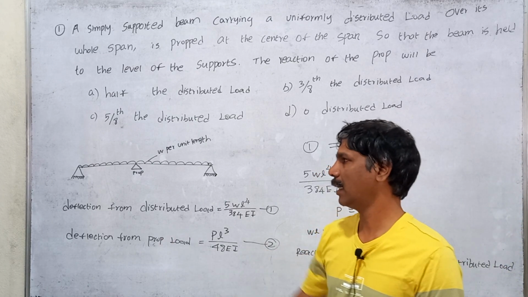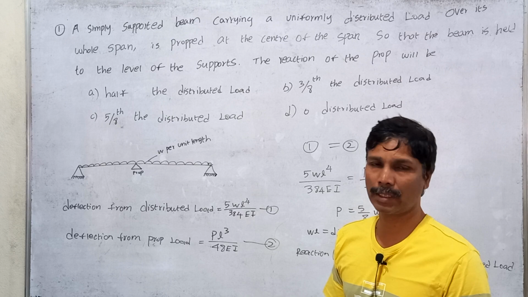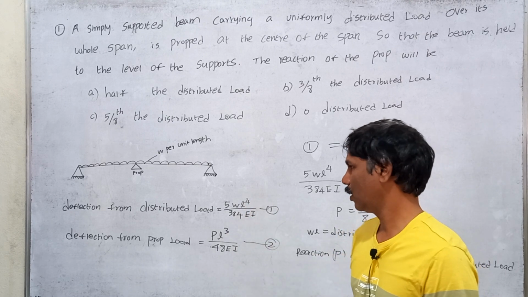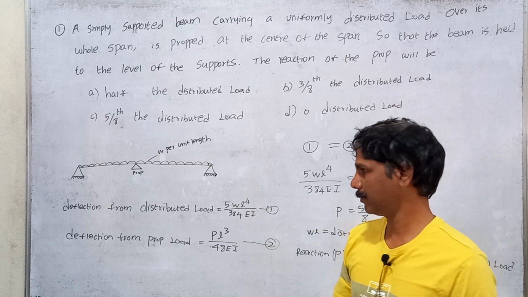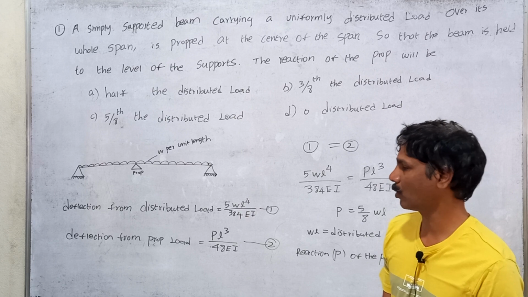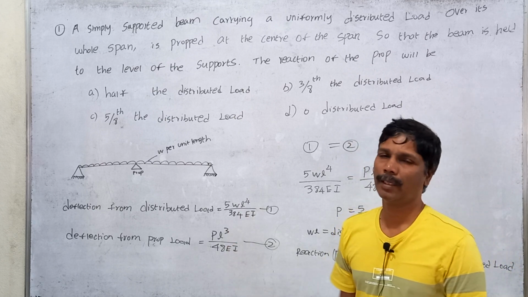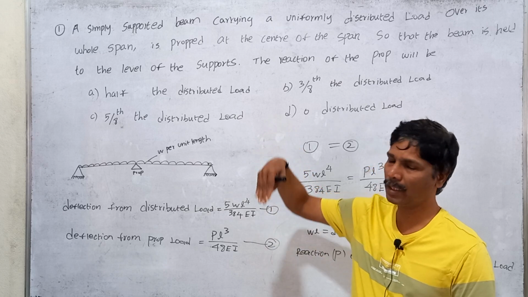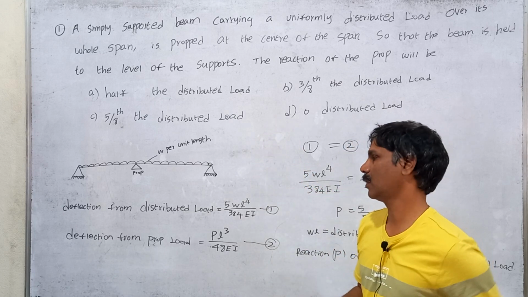First, we should know the deflection from the distributed load. It is 5 by 384, small w L power 4 by EI. Next, we have to know the deflection from the prop load. It is P L cube by 48 EI. The distributed load acts downwards, and the prop load acts upwards.